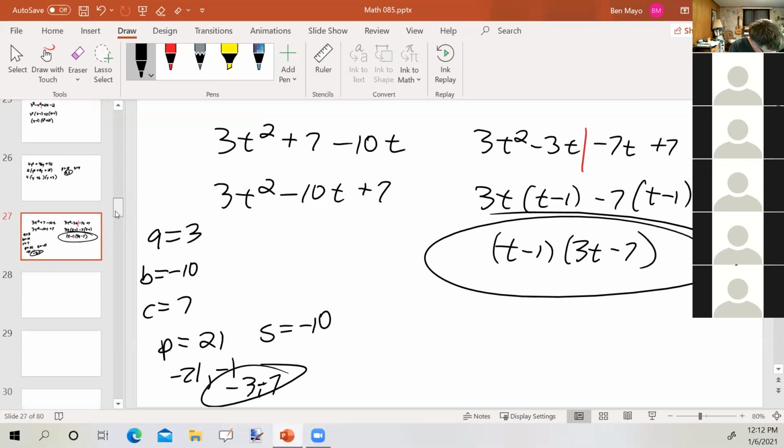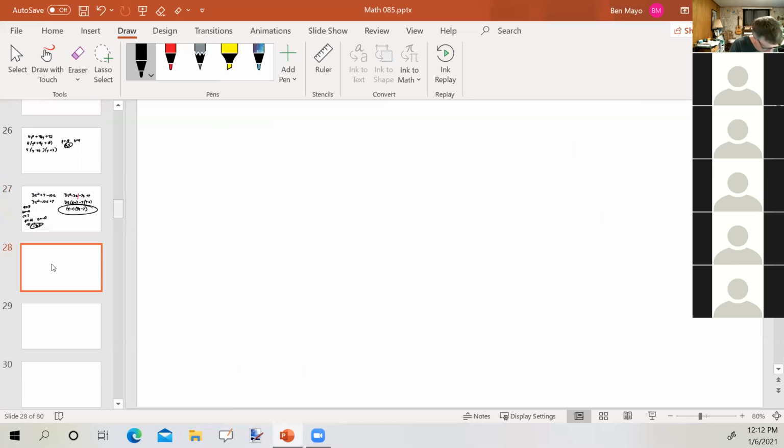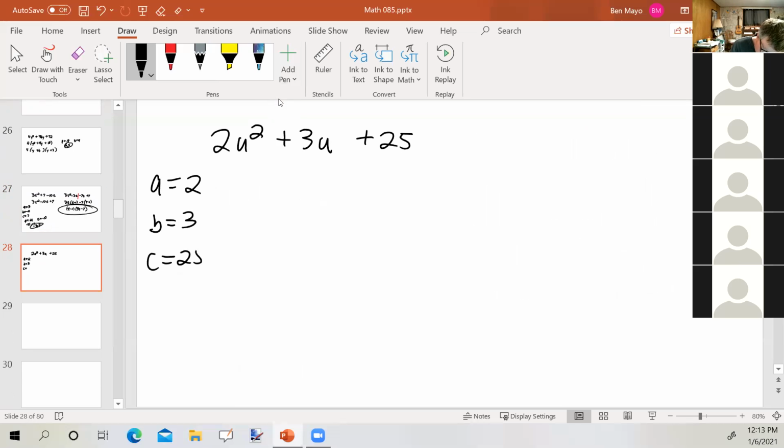Let's look at one more here. 2u squared plus 3u plus 25. So this is a trinomial in standard form. No greatest common factor. Leading coefficient is not a 1. There's no negative to factor out. So A is 2, B is 3, C is 25. The product is 75 and the sum is 3.